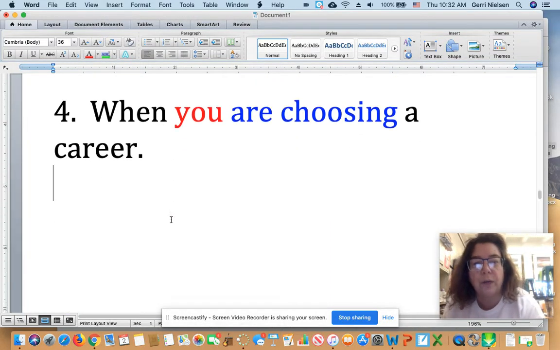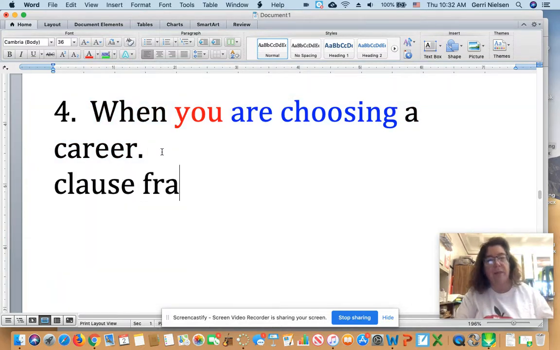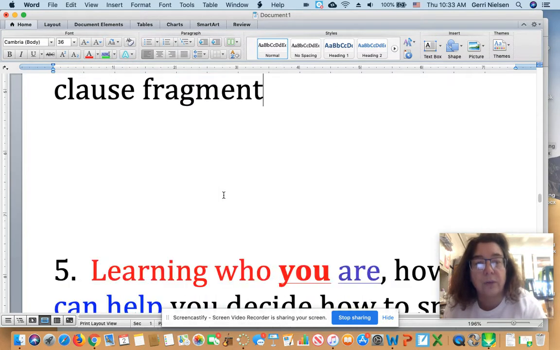When you are choosing a career, subject, verb, it is a clause. It starts with "when," which means it's a dependent clause. That's a dependent clause, so it's a clause fragment. It's not a complete sentence. It's not a run-on. There's only one clause, so it's a clause fragment.